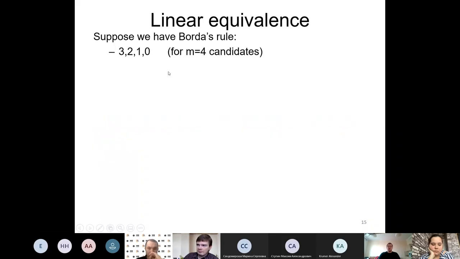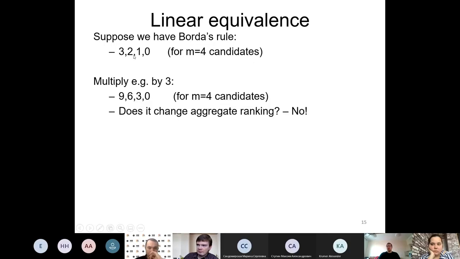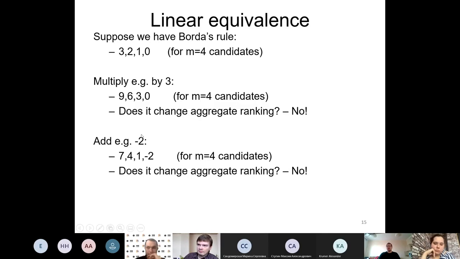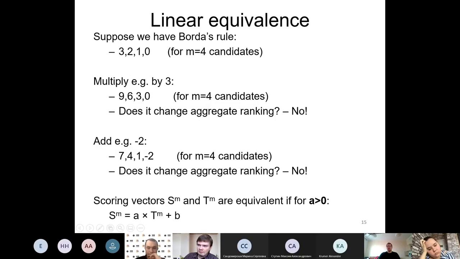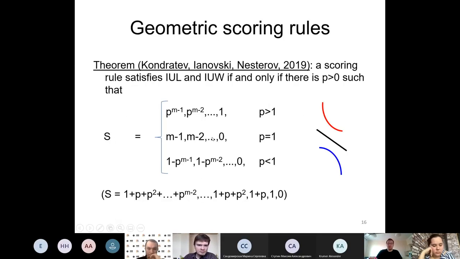And a few words about linear equivalence. So of course, if you have the Borda rule, we can multiply the scores by 3, and it doesn't change the aggregate ranking because the aggregate ranking is just an ordinal ranking. We can add or subtract any number, and it also doesn't change the aggregate ranking. So scoring vectors are defined with respect to linear equivalence. So if 2 vectors are linearly equivalent to one another, they will give us the same ordinal ranking.